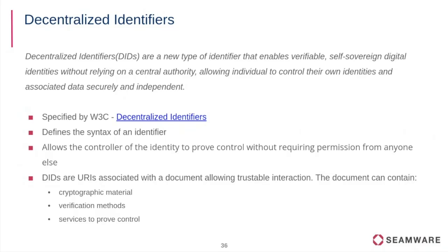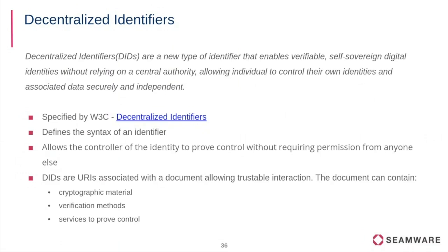Decentralized identifiers are also specified by W3C, so by essentially the same body that also specifies the verifiable credentials, and it defines the syntax of an identifier. It allows the control of the identity to be proven without requiring permission from anyone else. So you don't have to go to a third party to check the identity once you get a decentralized identifier. There is nobody that has to approve that, or that has to be involved in that. That can all be done completely independently.